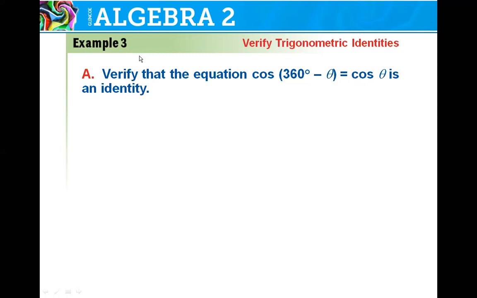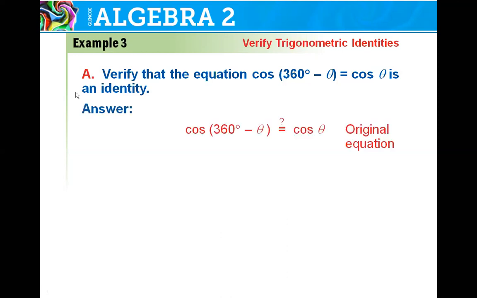Cosine 360 minus theta. This is our side. We start from here and we reach the right hand side. Okay, so we start the first step.